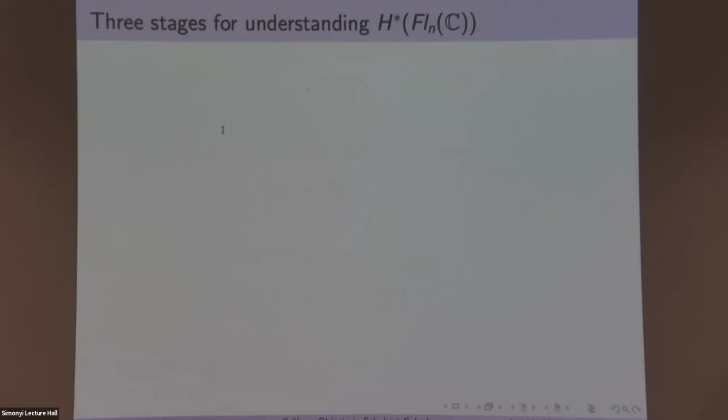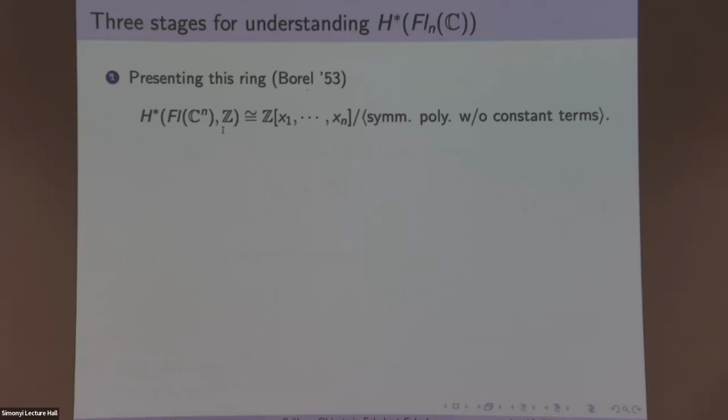So there are three basic stages of understanding this cohomology ring of the complete flag variety. The first stage is that we would like to present this ring. This was answered by Borel in '53. He says that the cohomology ring of the complete flag variety over the integers can be identified with a quotient of the polynomial ring in n variables by the ideal generated by symmetric polynomials without constant terms. So now I have an explicit presentation of the cohomology ring as a quotient ring of a polynomial ring, which is very explicit.